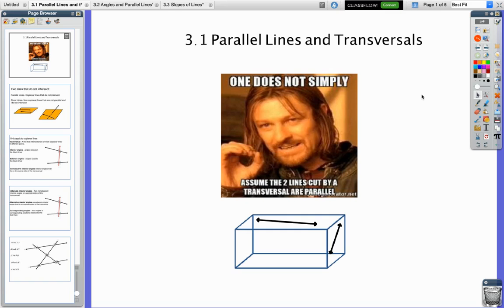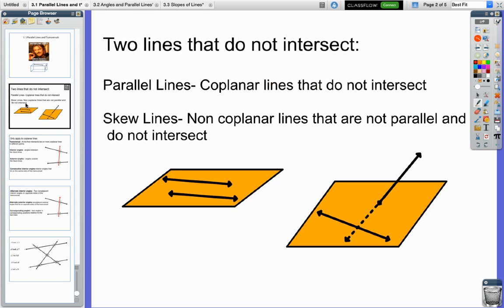Now, if you look right here, we're looking at a more three-dimensional, real-world setting where we have lines at the top and lines at the bottom, and this will be an example we'll refer back to in a bit. So let's talk about lines in general. Two lines don't intersect in two different ways. First, what we call parallel lines, for example, lines that run in the same manner on the same plane. So they're coplanar. They lie on the same plane.